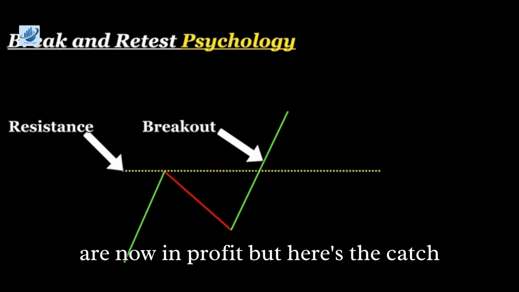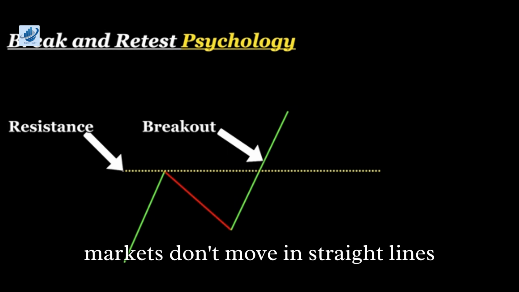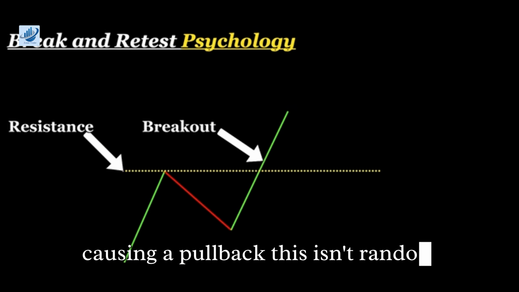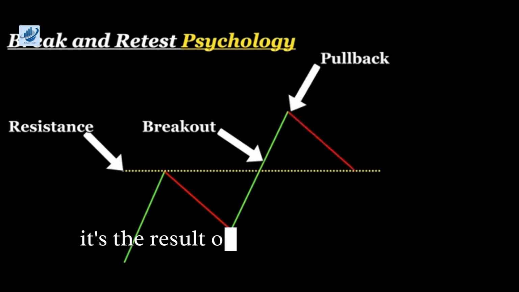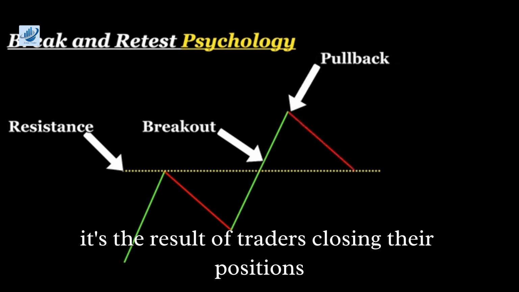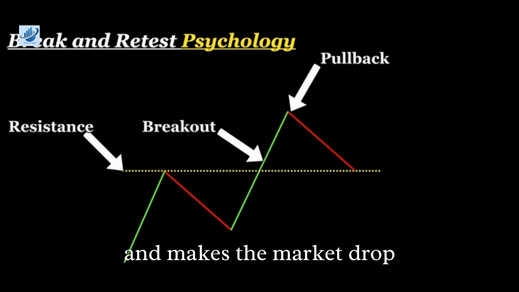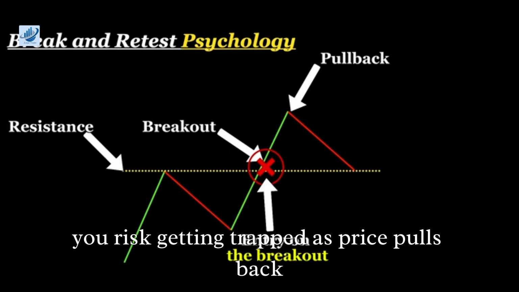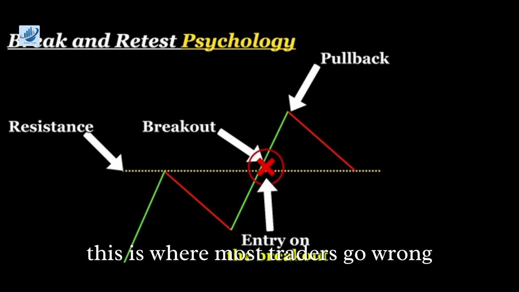But here's the catch. Markets don't move in straight lines. As price climbs, those early buyers start selling to take their profits, causing a pullback. This isn't random, it's the result of traders closing their positions, which creates selling pressure and makes the market drop. Now, if you enter right after the breakout, you risk getting trapped as price pulls back. This is where most traders go wrong.